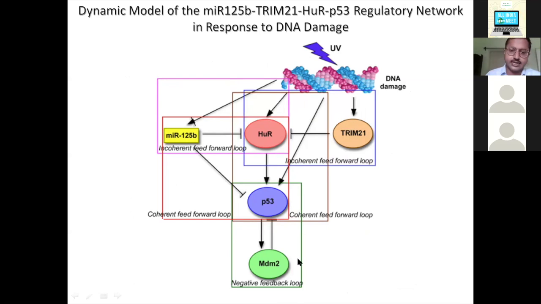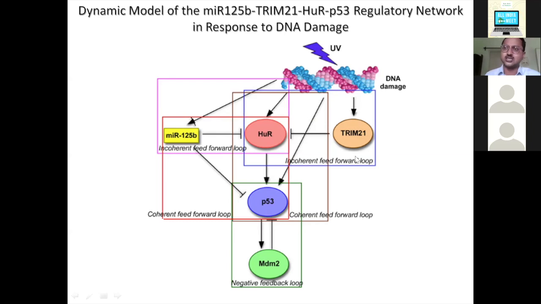And there we now see a negative feedback loop between p53 and MDM2, which was known. Now there are 4 different feed-forward loops present, which can also regulate p53 levels. And this is still not the complete network. With this, we can keep on building, because for example, we already know that HuR can negatively regulate miR-125B by causing its export from the cell.